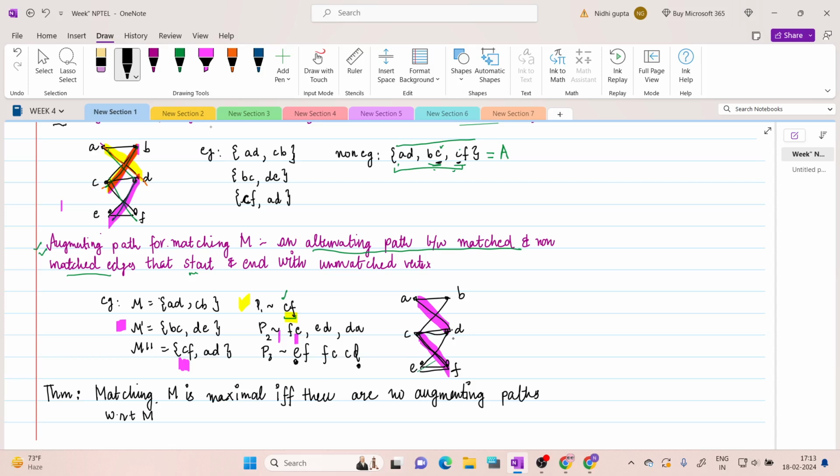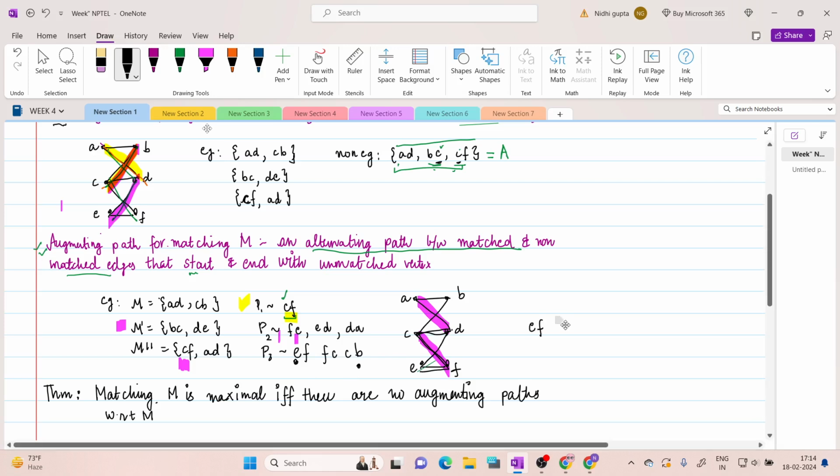So this cannot be an augmenting path. So, CB. Instead of CD, can we have CB? Yes, if we write CB, then it is fine. So whoever gave the example, did he understand why EF, FC, CD is not an augmenting path?